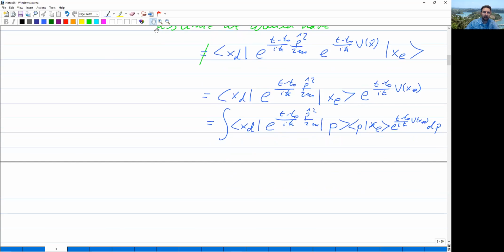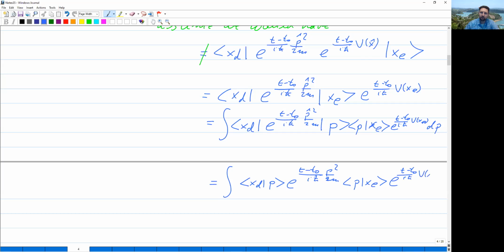So we would have then that this is the integral of what? Well, x d, and then p, and then this just pulls out as a number. It's e to the power (t minus t naught) over i h bar, and then p squared over 2m. And then that p is over here now, and then we have here a p x e, and then we have e to the power (t minus t naught) over i h bar V of x naught dp.